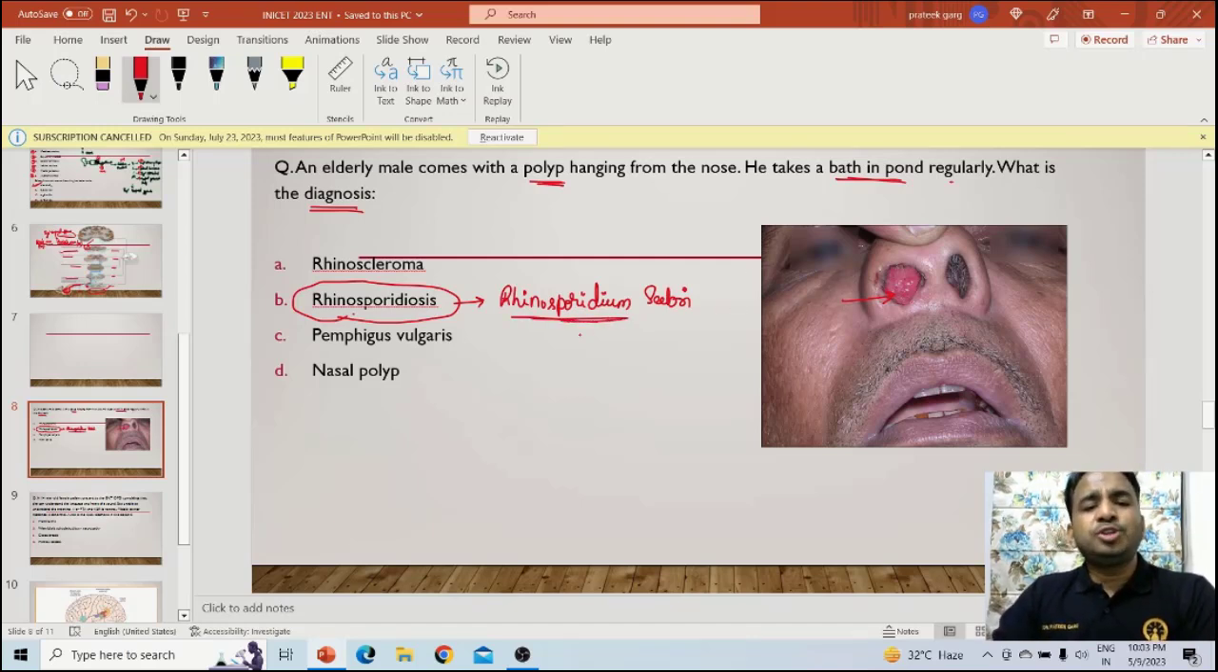This is a typical picture of rhinosporidiosis. Generally, rhinosporidiosis is present in South Indians because of the humid climate. They usually take baths in ponds, and this humid climate favors this particular infection. So rhinosporidiosis has a strawberry-like mass. And what is the treatment? It is a bleeding polyp also. Treatment is excision: completely excise the polyp with cauterization of the base.